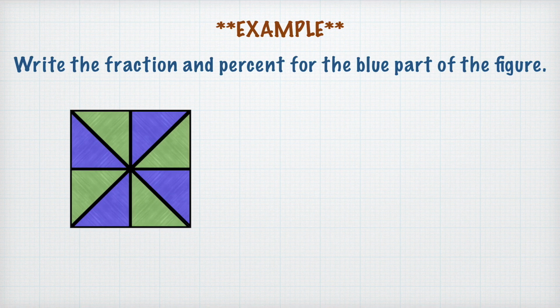Now we're going to be looking at class practice, and you're going to have a square kind of like this. It's not like this because I didn't want to do the same one, but you're going to write a fraction and the percent of the blue part of each figure. So that's what we're looking at here. We have 8 slivers of this square, and 4 of them are blue. So 4 becomes our numerator. The whole is our denominator.